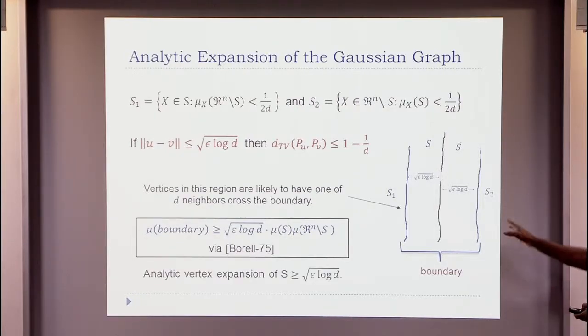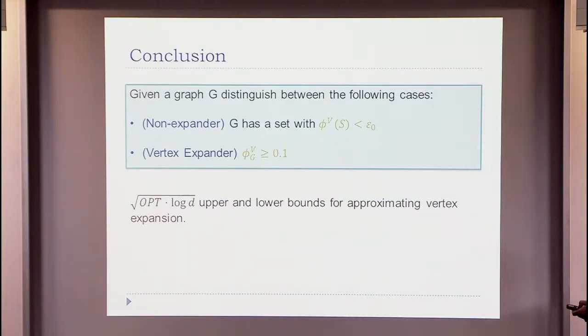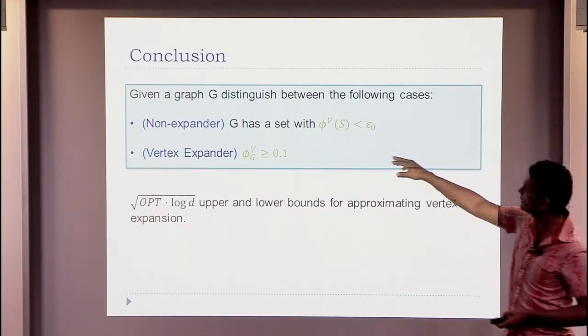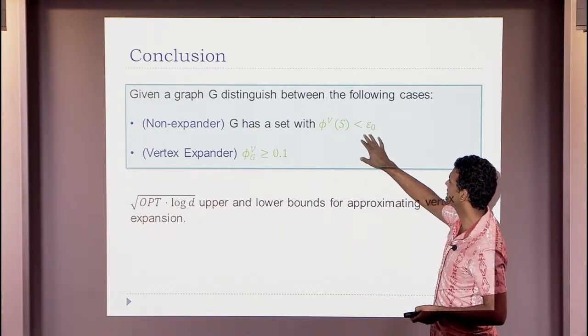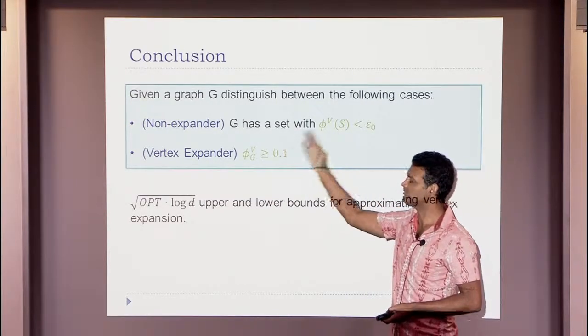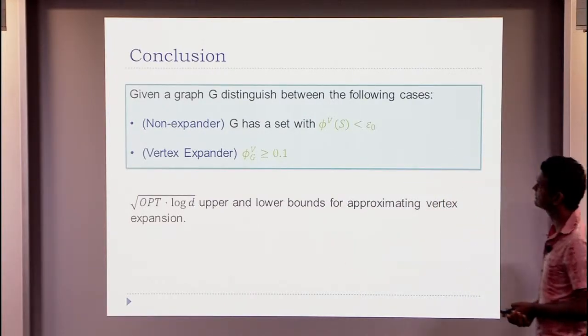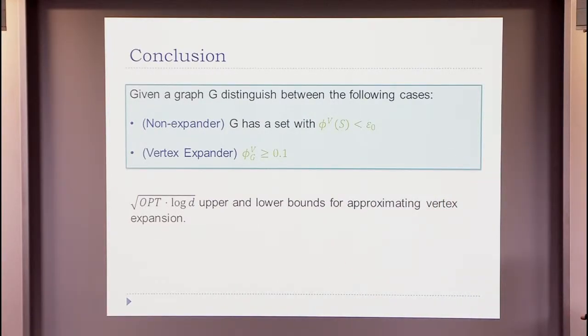Sorry, it's too rushed right now, but in conclusion, distinguishing whether a graph has a vertex expansion less than epsilon 0 or at least 0.1 is the problem, and as far as we can tell, this is hard if you believe the SSE.